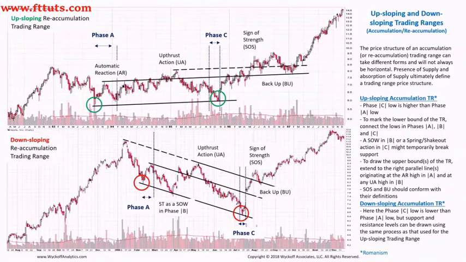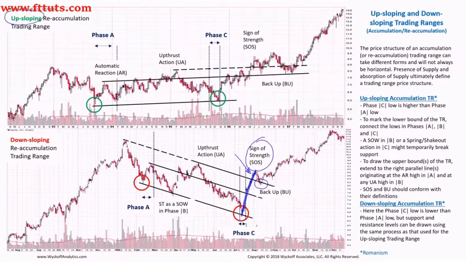In the downsloping, upsloping range, one of the confirmations that this works is in the definition of the sign of strength and sign of weakness. We want to see the overcoming of the resistance in the reaccumulation on the sign of strength rally, and then a backing up action that comes exactly to this area of the support, which acted before as the resistance.